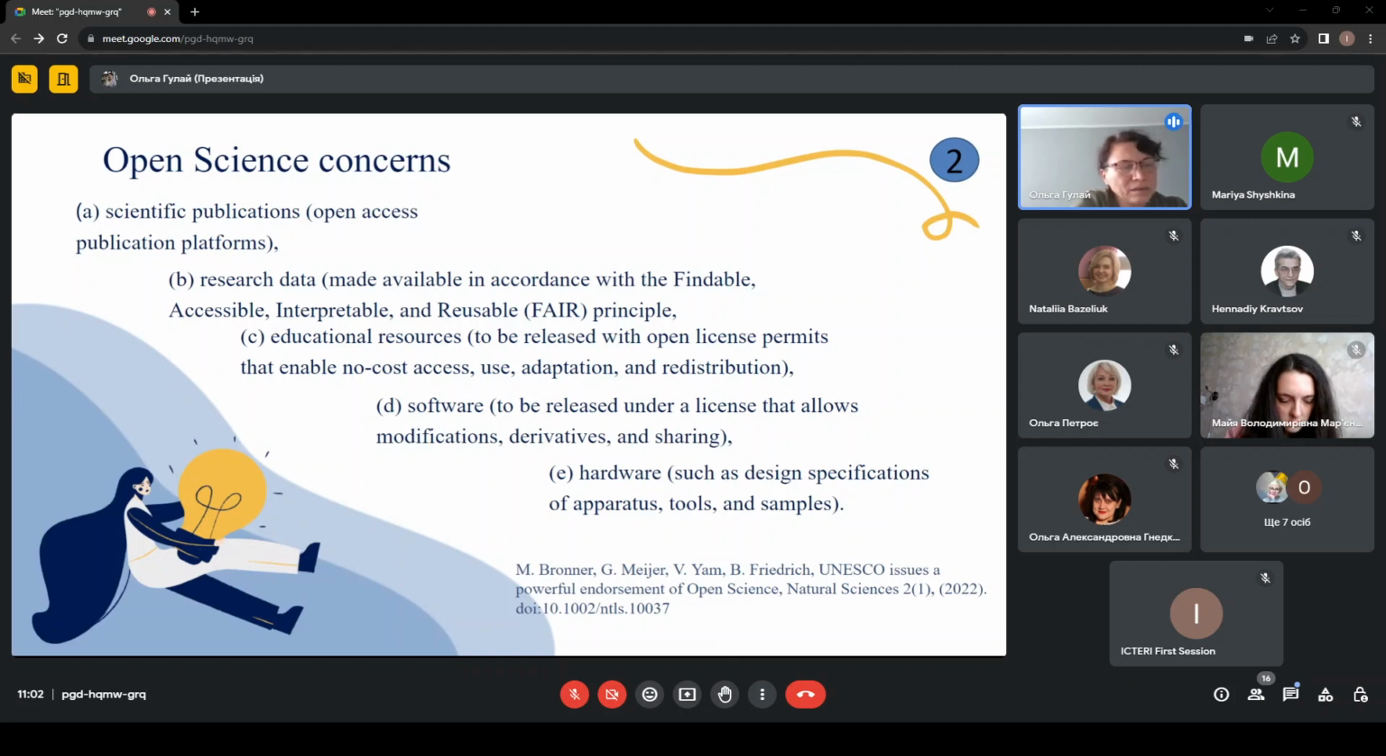Despite the hostilities, the Ukrainian scientific and educational space is also implementing the open science implementation strategy. Decree of the Cabinet of Ministers of Ukraine on approval of the National Open Science Plan, October 2022.